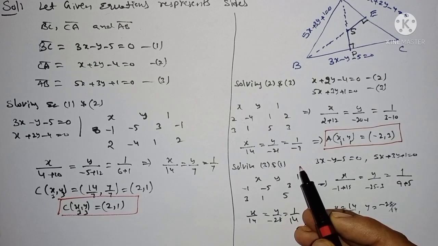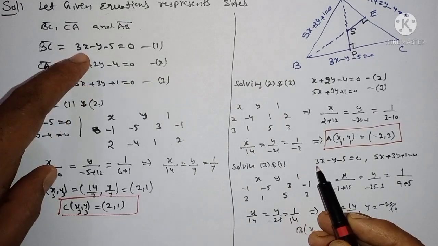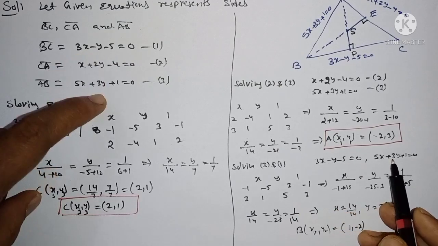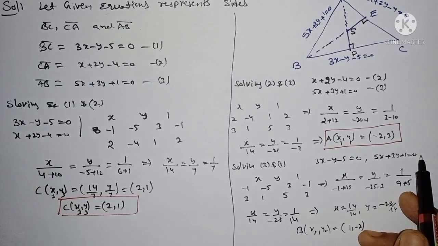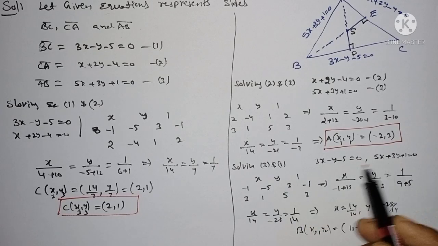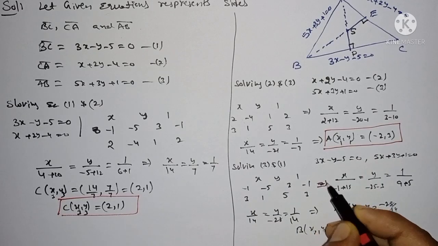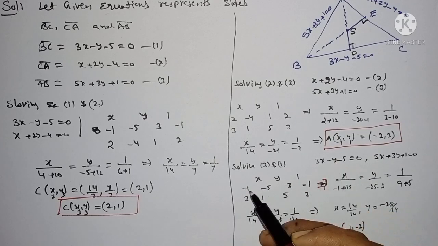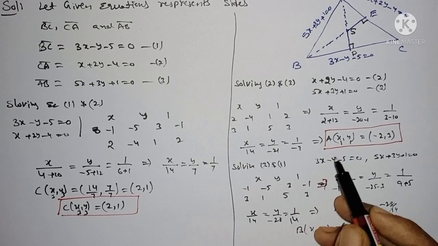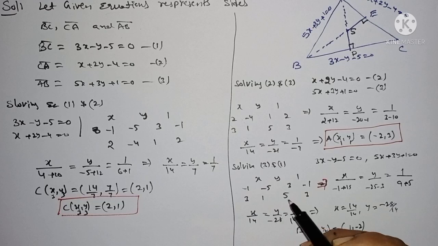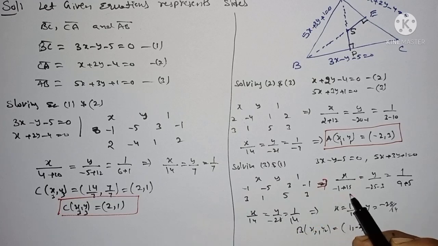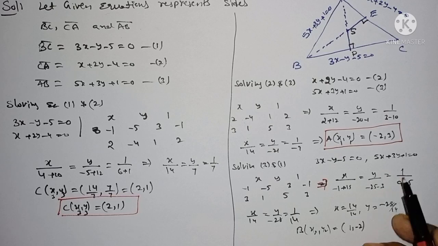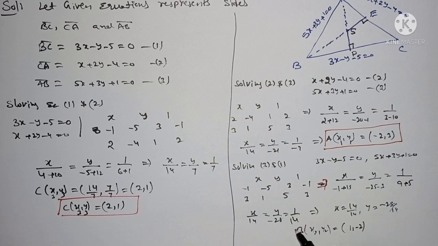Solving 3 and 1. What is the equation 1? 3x minus y minus 4 is equal to 0. Third one is 5x plus 3y plus 1 is equal to 0. You take these two equations and apply the same method, xy1 constant, writing the coefficients. First you take y coefficient: minus 1, minus 4, 3, minus 1, repeating 3, 1, 5, 3, and x by minus 1 plus 15 is equal to y by minus 25 minus 3 is equal to 1 by 9 plus 15. And this is the B vertex you got here. B is equal to 1 comma minus 2.